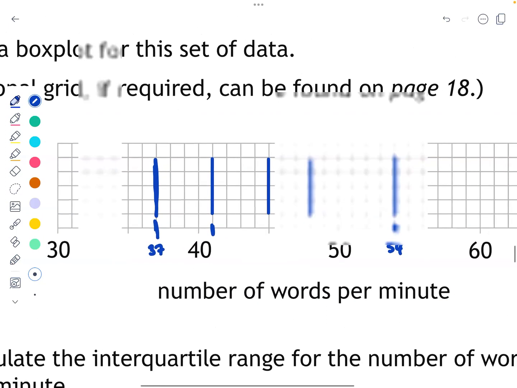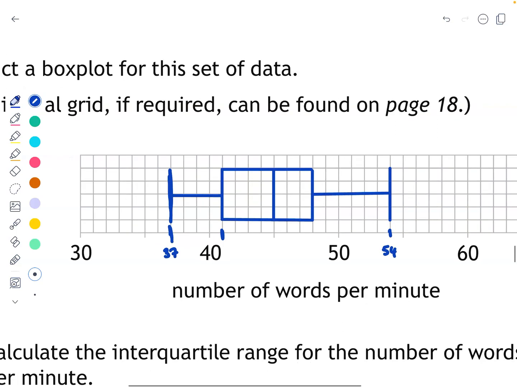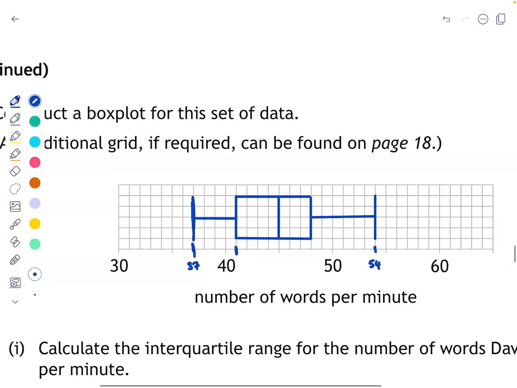And I'm going to draw a box around the quartiles. So I'm going to connect these like this. Try and use your ruler to get it as neat as possible. That's my box. And the whiskers of that are just going to extend from the middle of the box out to the lower and upper values. And that there is our box plot.